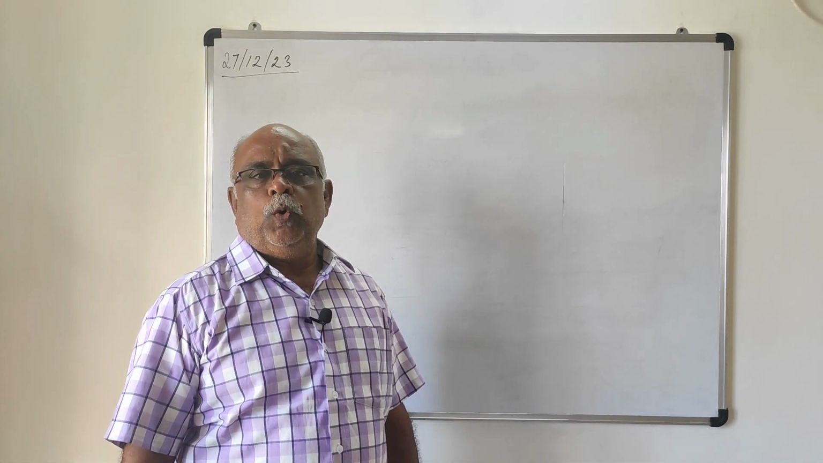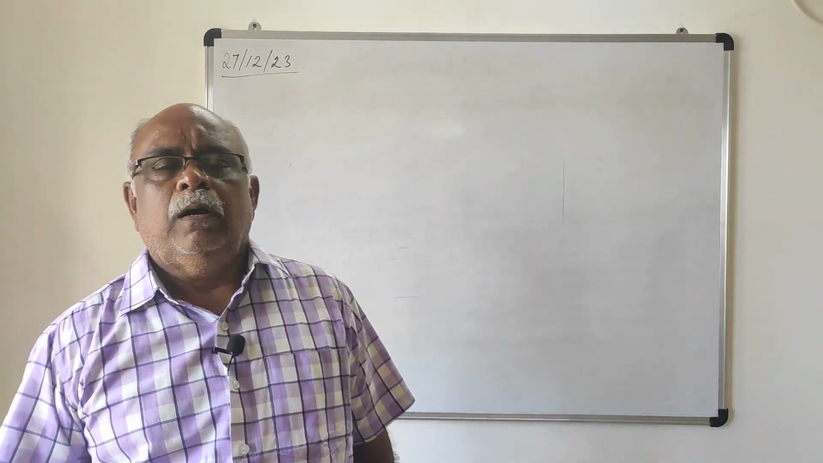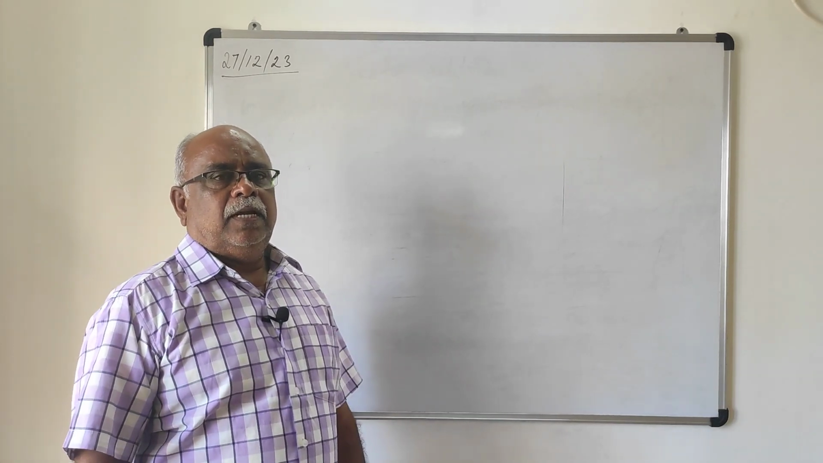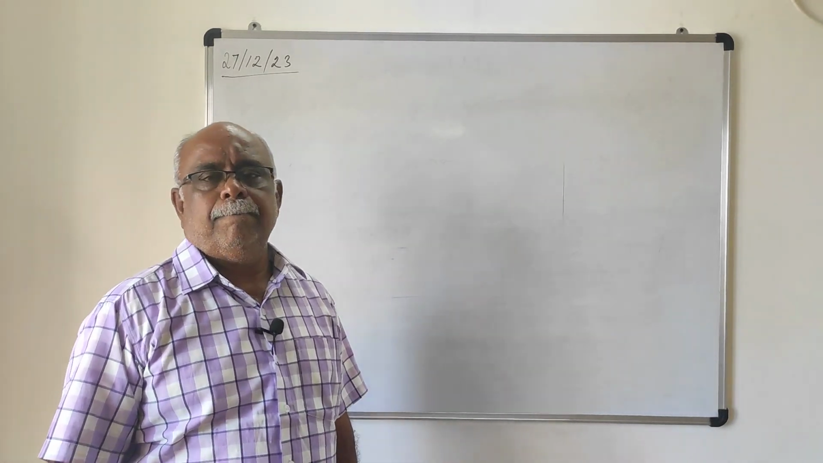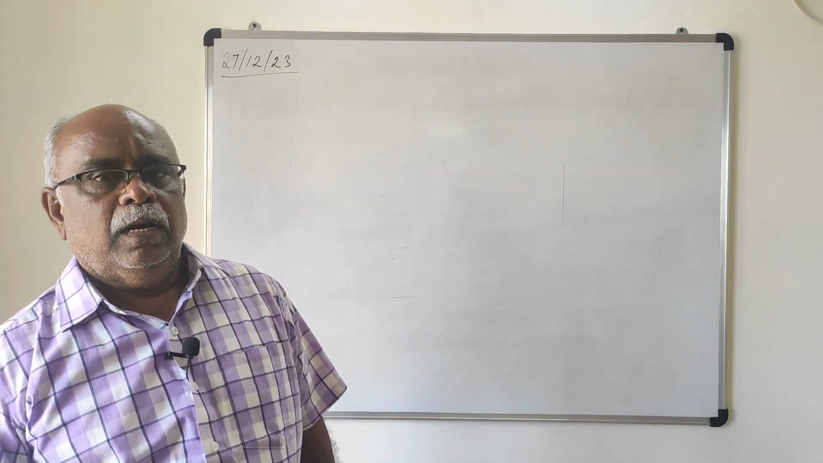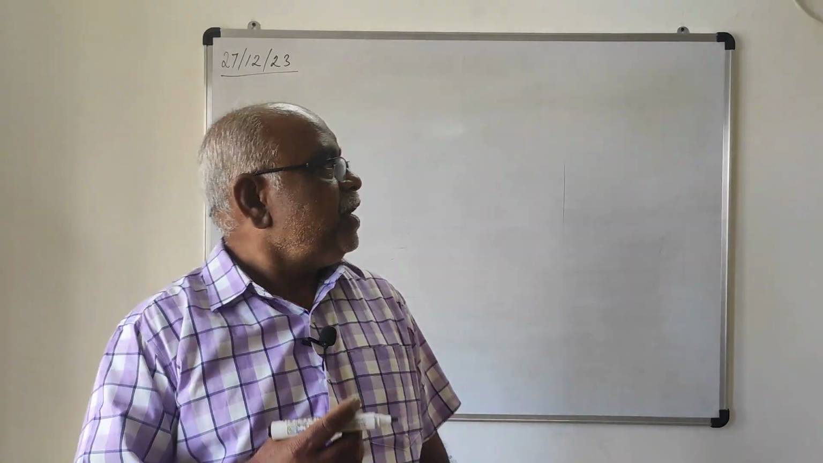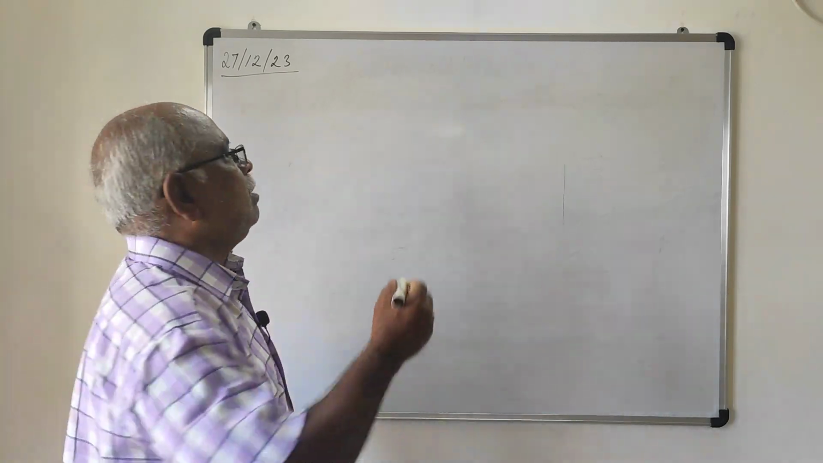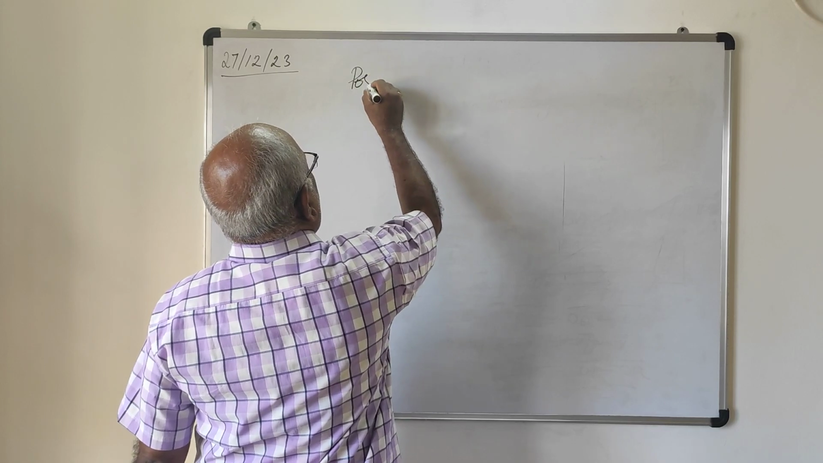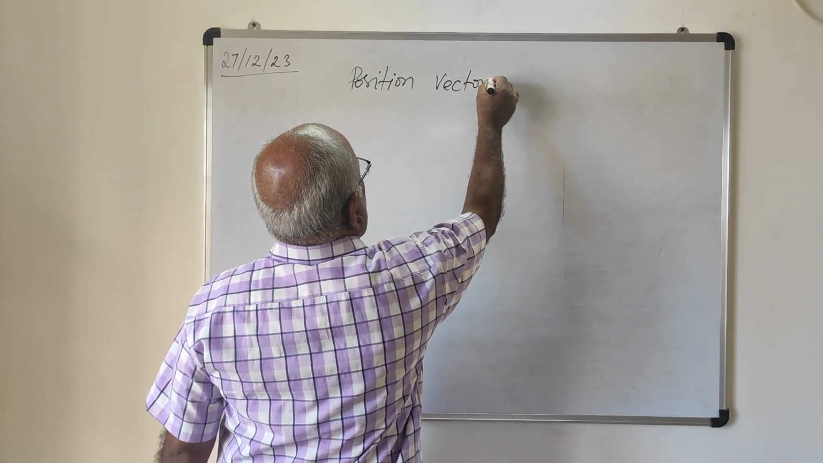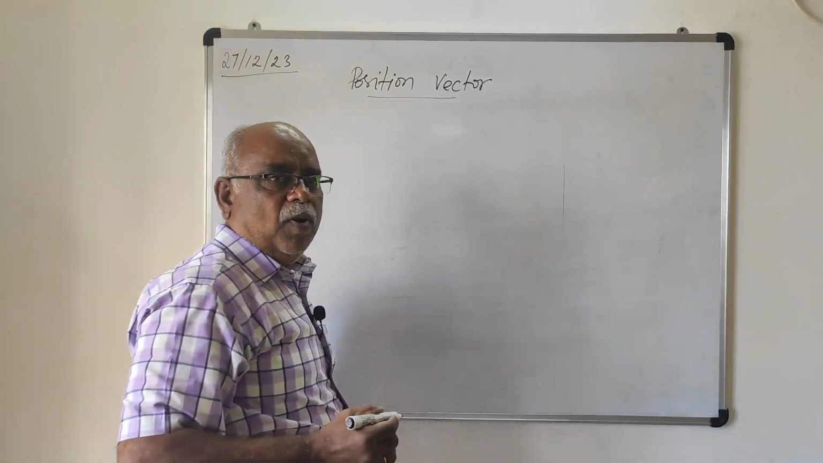In my previous video, I defined various types of vectors, and we have also seen the triangle law of vector addition and the parallelogram law of vector addition. Now, continuing from that vector addition, position vector of a point.